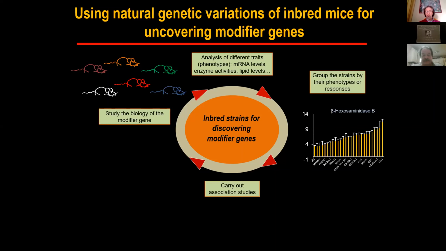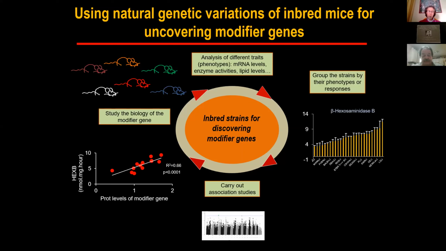So we're analyzing, for example, the hepatic levels of lysosomal hexosaminidase B activity, and naturally the different strains present with different activities. And again, we're performing the association studies. We have identified some putative modifier genes for this. Currently, we are studying the mechanism by which this novel gene is modifying the activity by overexpressing. We have identified positive correlations. When we overexpress the gene, we get more HexB activity.